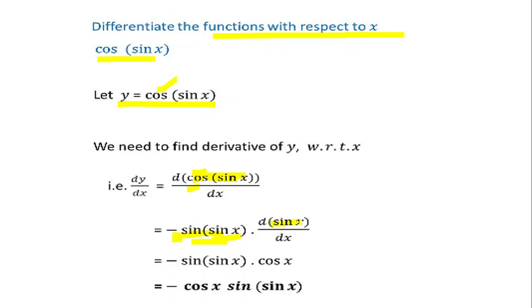Next, once again I need to differentiate sin x. The differentiation of sin x is cos x. So the final answer will be minus sine of sin x into cos x, or minus cos x into sine of sin x. A simple trick to understand is: initially differentiate the function they have given. Cos differentiation is minus sine, keep the inside term as it is, minus sine of sin x. Next, differentiate the inside term, sin x differentiation is cos x. Directly you can write the answer.